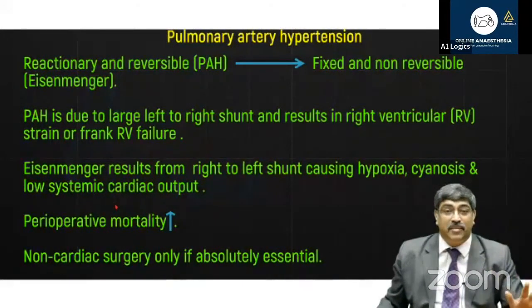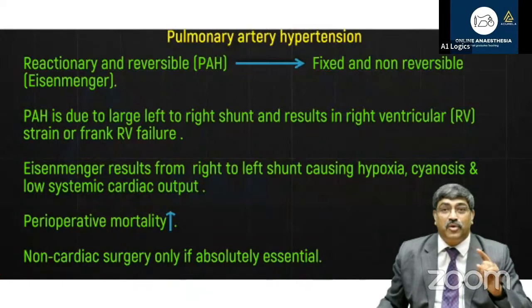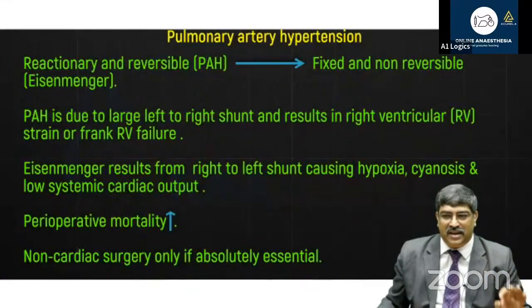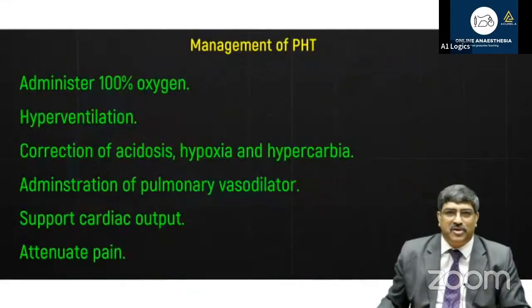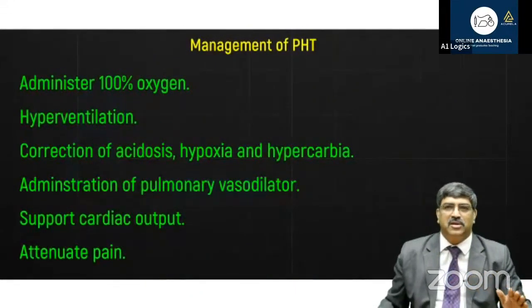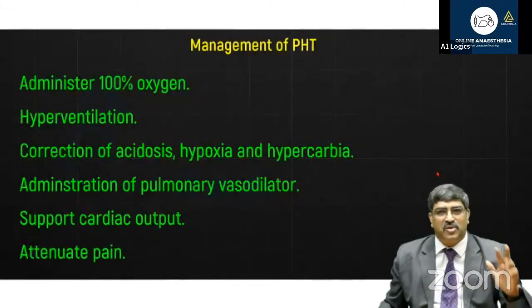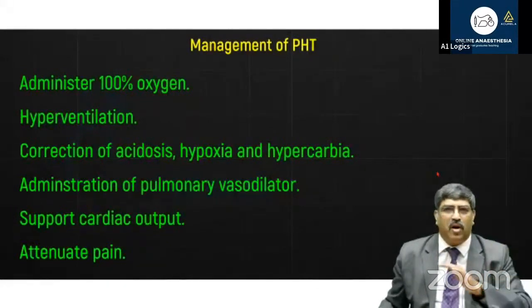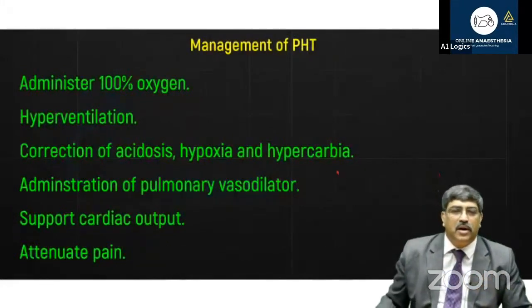Whenever there is Eisenmenger, your perioperative mortality is going to be very high, and you have to do non-cardiac surgery only if it is absolutely essential. And how are you going to manage your pulmonary hypertension? You have to give 100% oxygen, hyperventilate the patient, do all the maneuvers to reduce your pulmonary vascular resistance. Acidosis, hypoxia, hypercarbia, all should be avoided.